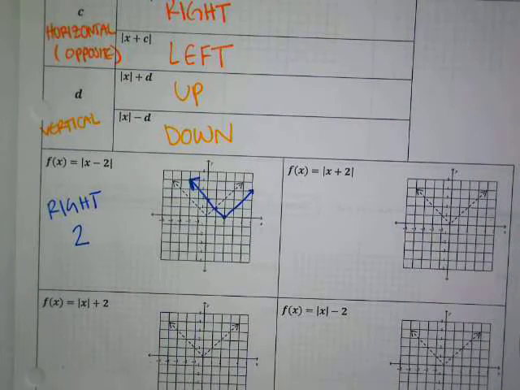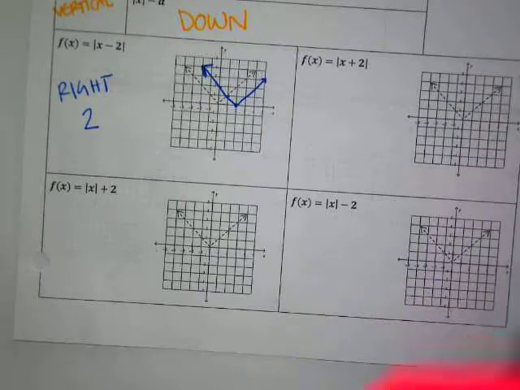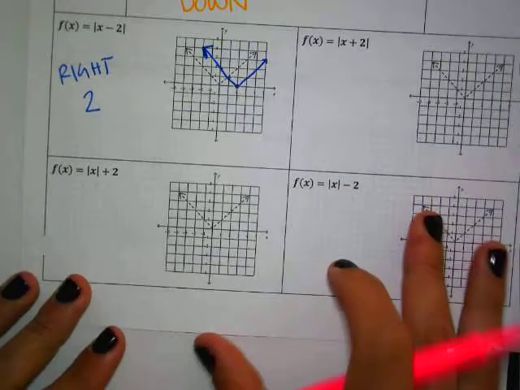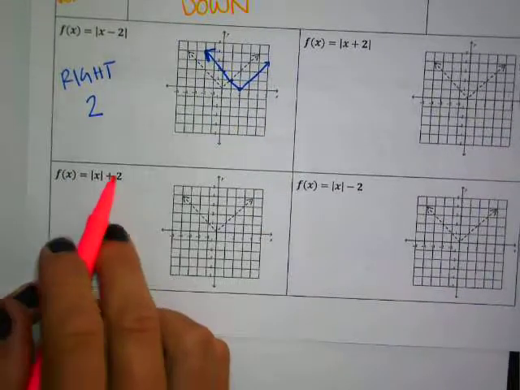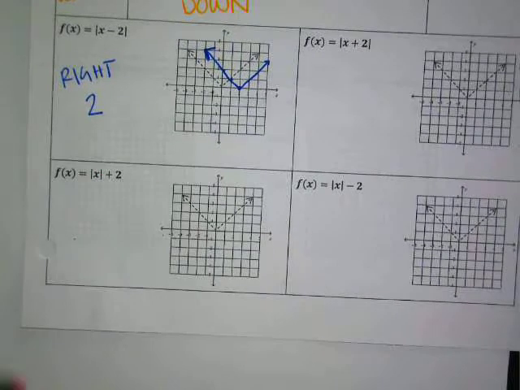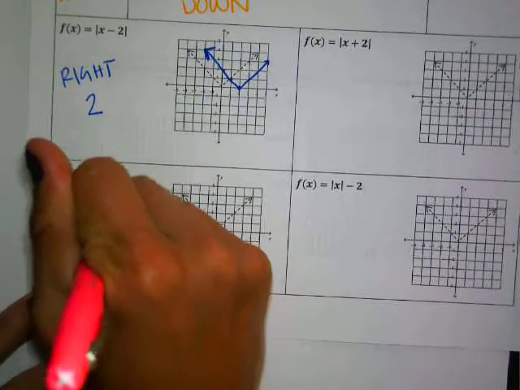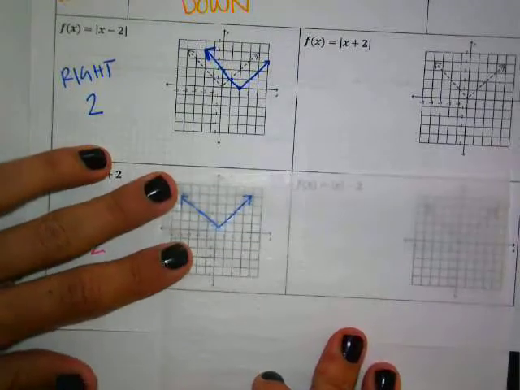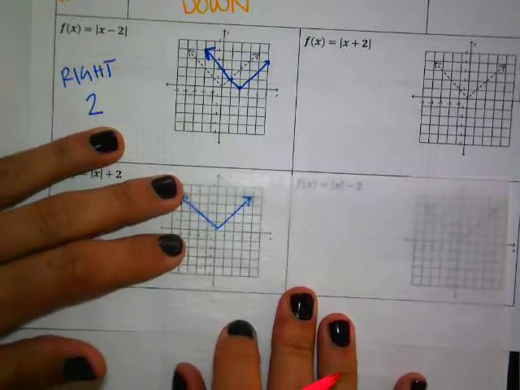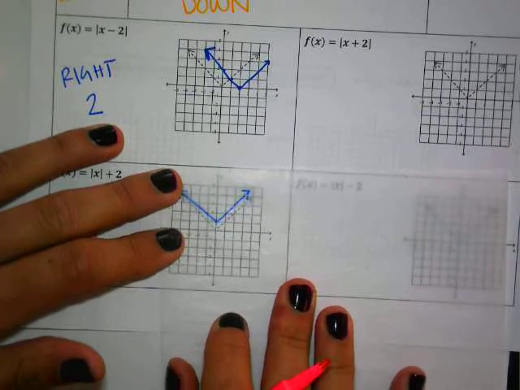So my graph was shifted to the right 2. Alright, drop down to this bottom left. What kind of transformation is the 2 going to be? It's vertical, and is it going up or down? Up. How many? 2. Very good. It's going up 2. So your graph right here is going to go up 2. So 1, 2.